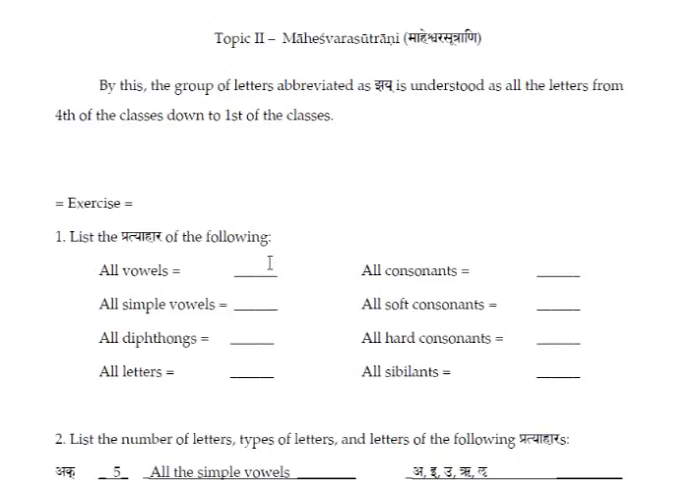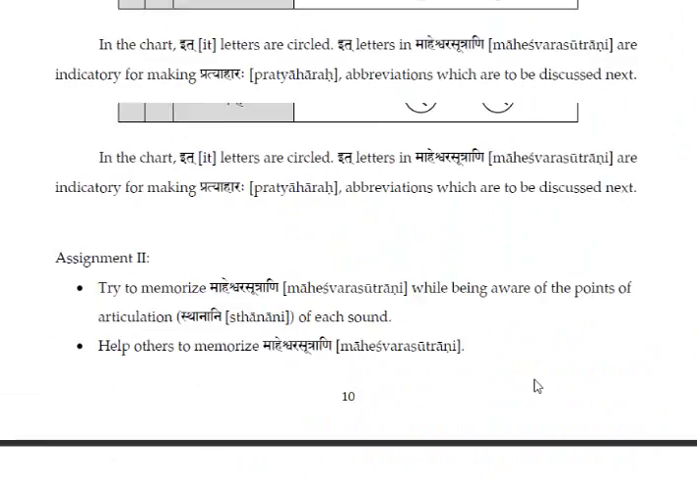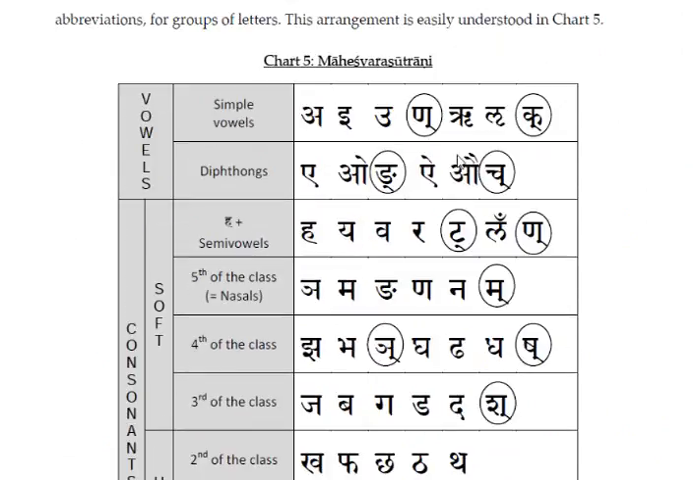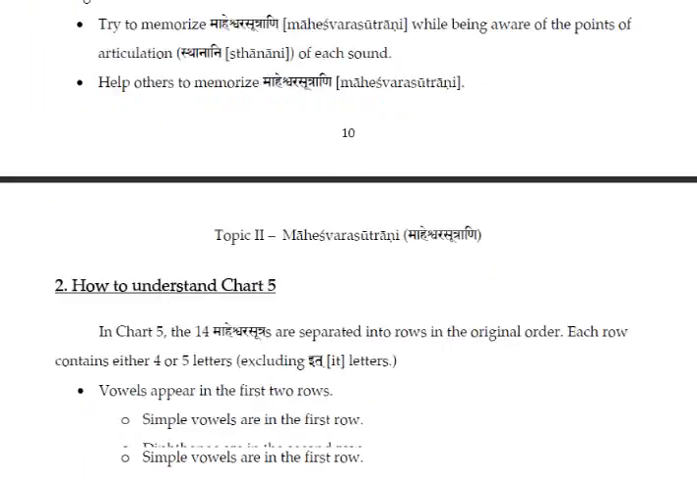So this is the pratyahara of the following. If you want to make a pratyahara for all the vowels, what do you say? All the vowels here. You start from a and end with ch. So the answer is ach. This is how you write ach.